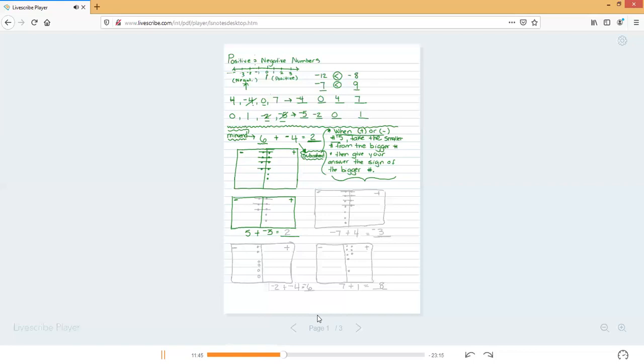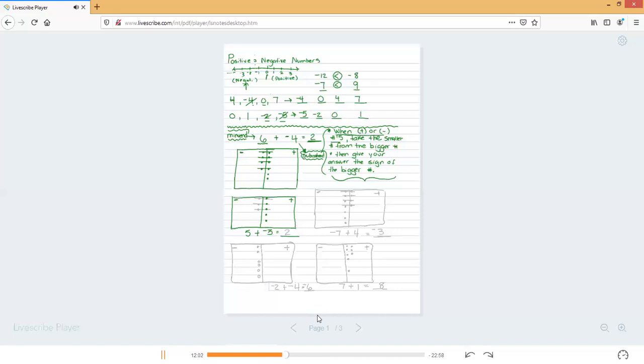Those are 5 dots. Where do they go? They go on the positive side, because it is a positive number. So 1, 2, 3, 4, and 5.